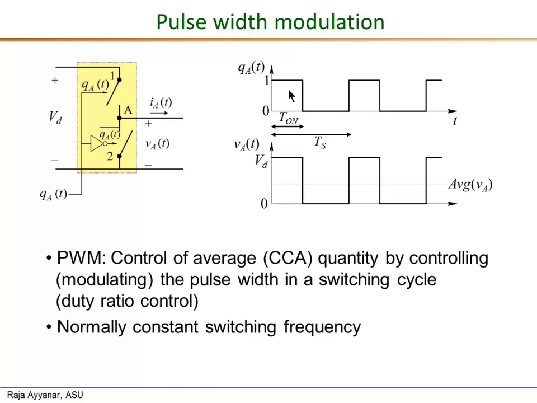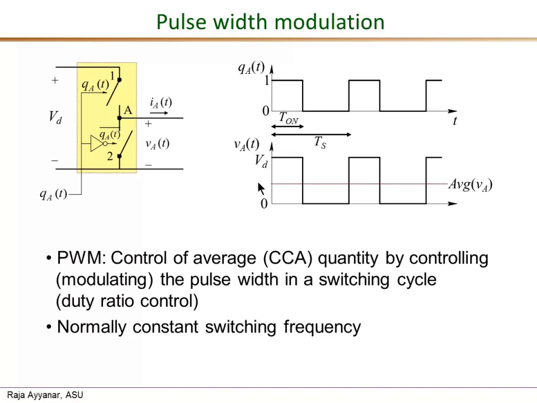In this Q sub A gate drive waveform, there is a certain pulse width. T on is the pulse width, and it has a certain value, let's say 2 microseconds under some condition. Now the corresponding V sub A also has the same pulse width, 2 microseconds T on, and that corresponds to a certain average value indicated by this red line. So that's the average of V sub A.